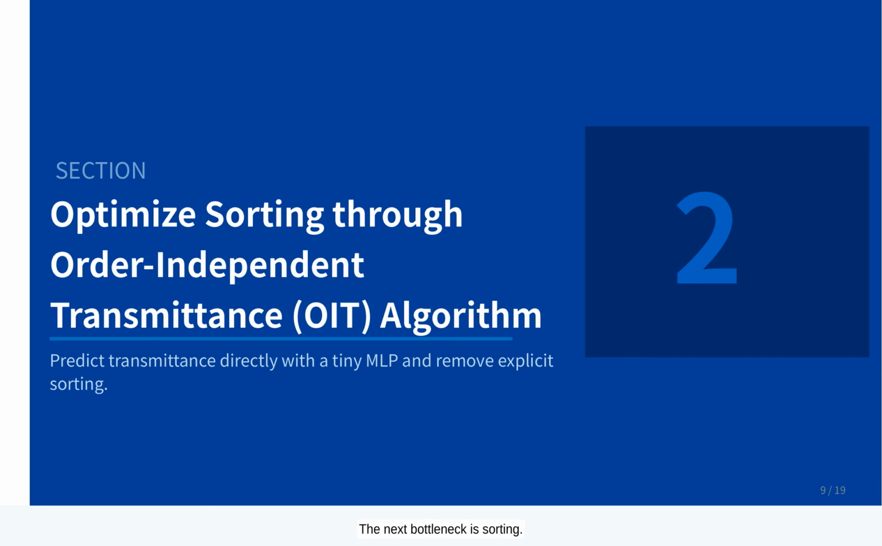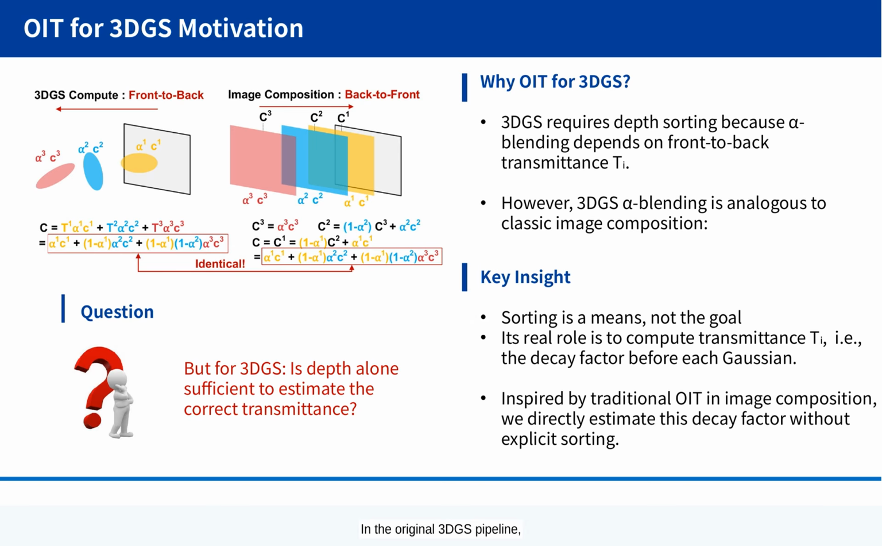The next bottleneck is sorting. Rather than building a larger sorting engine, we revisit why sorting is needed in the first place. In the original 3DGS pipeline, depth sorting is required because alpha blending depends on front-to-back transmittance. For a Gaussian i, the transmittance Ti represents how much contribution remains after all Gaussians in front of it have already been blended. Sorting is used to identify those front Gaussians and compute the cumulative product.